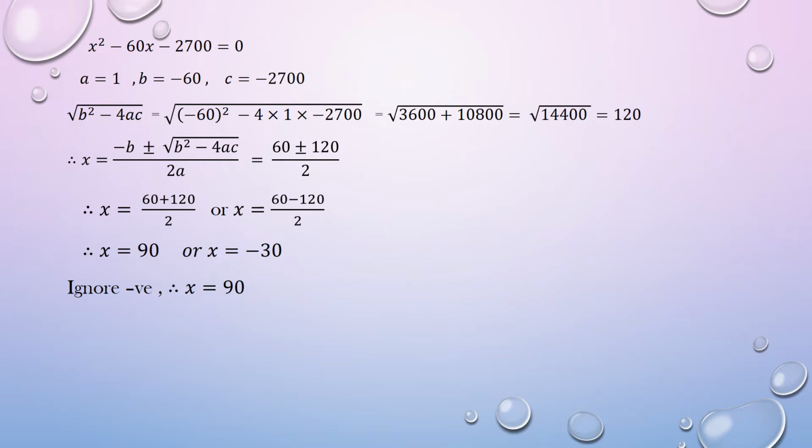Applying the quadratic formula, negative b plus or minus root of b square minus 4ac by 2a, we have 60 plus or minus 120 by 2, and finally we have x is equal to 90 or x is equal to negative 30. We have to ignore the negative value. Therefore, the shortest side x is equal to 90. Therefore, the longest side length will be 90 plus 30 equal to 120 meters.